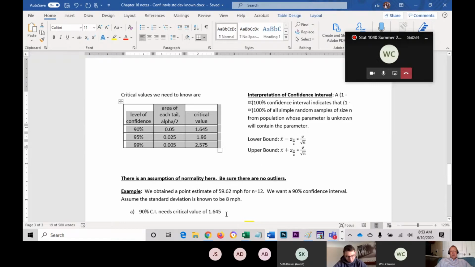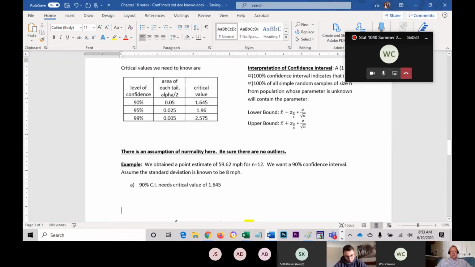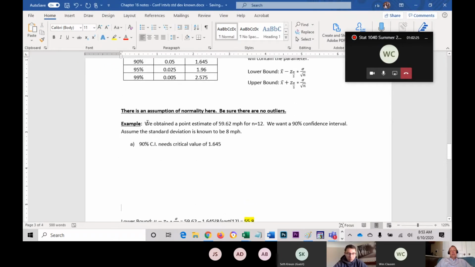Okay, so let's do an example here from class. At the beginning of class, we obtained a point estimate of 59.62 miles per hour for 12 cars. Since we're using such a small sample size, we're going to have to assume that our data are normal, which is not always a good assumption. But I want you to find a 90% confidence interval, and assume the standard deviation is known. You talk to the police and they tell you that the standard deviation is typically 8 miles per hour on that road.